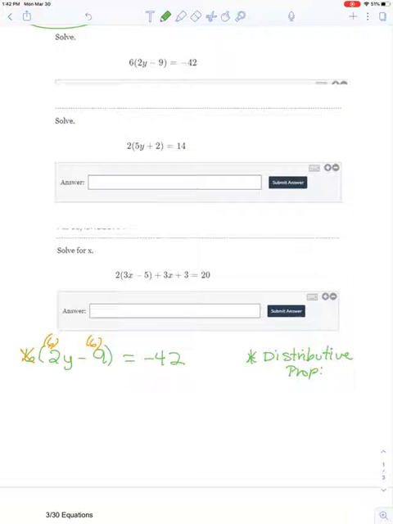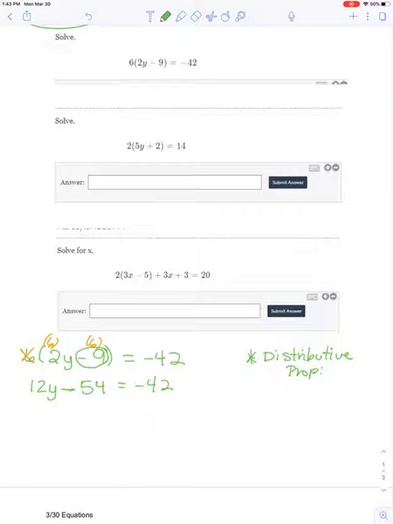So we're going to do 6 times 2y, 12y, 6 times negative 9. So positive and a negative gives me a negative. 6 times 9 is 54. Equals negative 42.